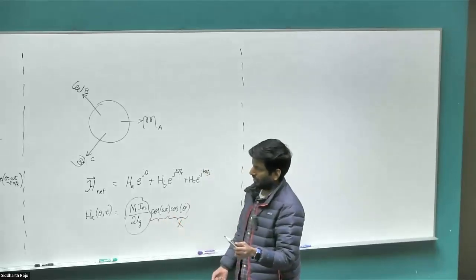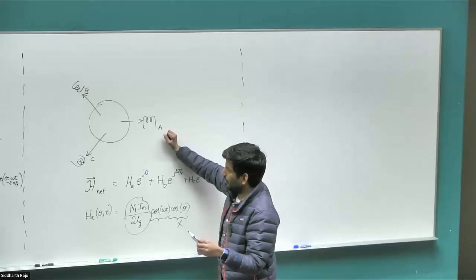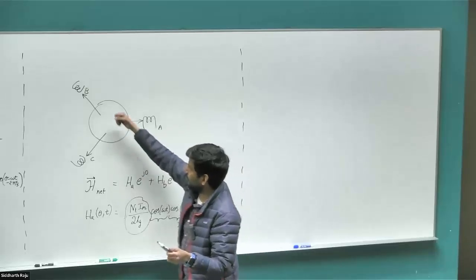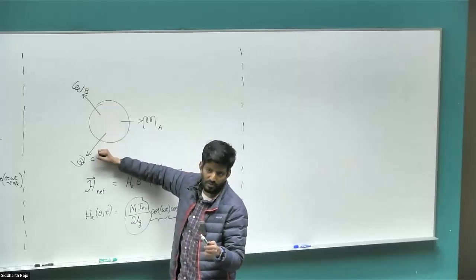Because all I have to tell you is that at time t equal to 0, the current in the A phase is at its maximum. Then you know 2 pi by 3 later, the B phase current is going to be at its maximum. And then 2 pi by 3 later, the C phase current is going to be at its maximum.